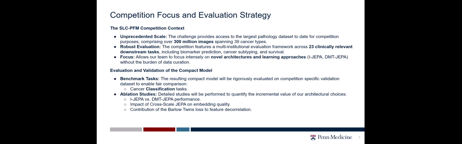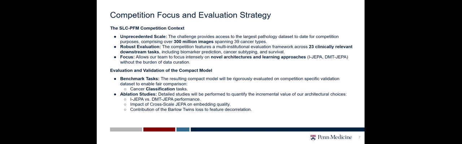We will also test architectural variants. DMT-JEPA constructs more discriminative targets from semantically similar neighboring patches, pushing the model to learn finer local distinctions. We will further explore across-scale JEPA, encouraging consistent representations across 10x and 20x magnifications to mirror how pathologists reason across scales. To enhance robustness, we incorporate the Barlow Twins loss to decorrelate feature dimensions and produce non-redundant embeddings.